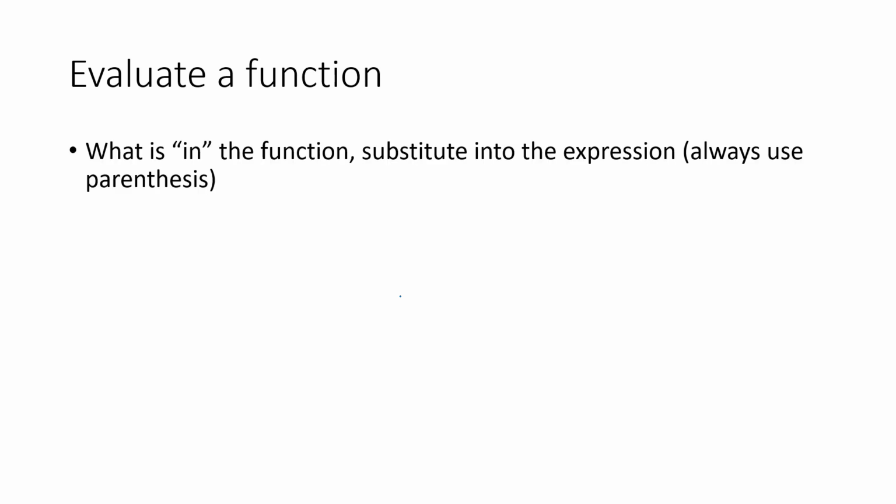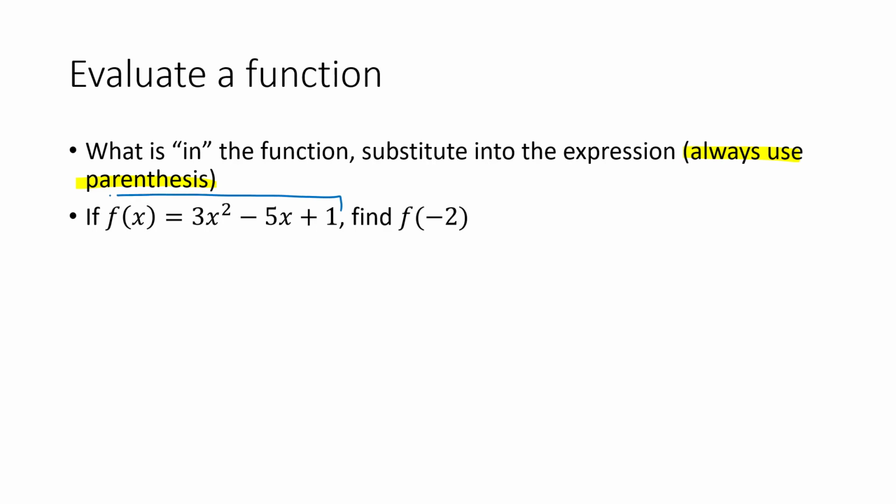So let's look at how we can evaluate a function. What we say is what is inside the function is going to be substituted into the expression. And this is very important, so I'm going to highlight it in yellow here. We always use parentheses when we make our substitution. So for example, we've got this function here that f of x is equal to 3x squared minus 5x plus 1, and we want to find f of -2.